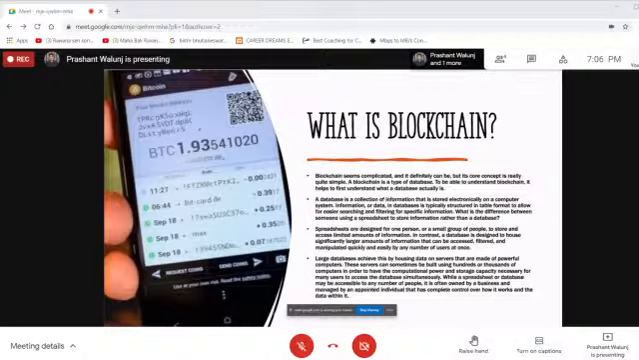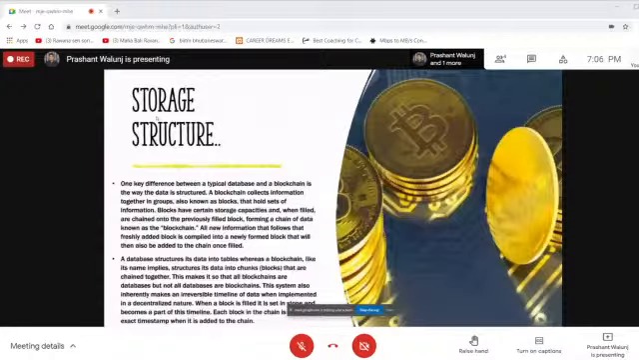One key difference between a database and a blockchain is the way data is stored. A blockchain collects information together in groups, also known as blocks, that hold the information. Blocks have certain storage capacities, and when filled, they are chained onto the previously filled block, forming a chain of data known as a blockchain. All new information that follows that freshly added block is compiled into a newly formed block that will then also be added to the chain once filled.